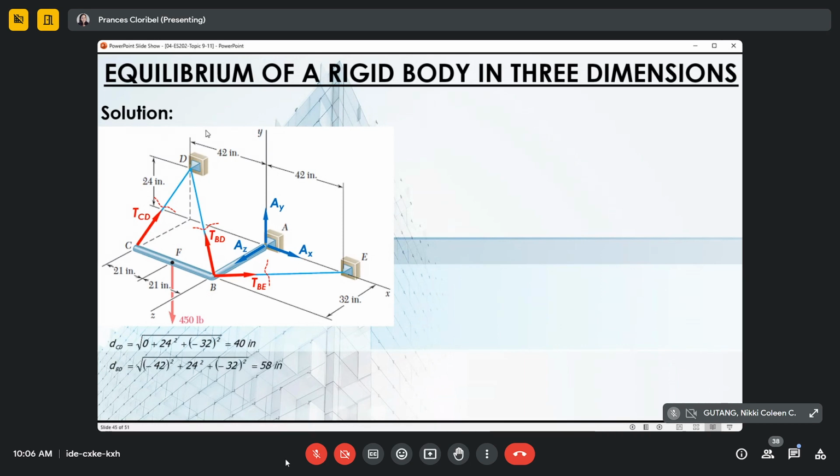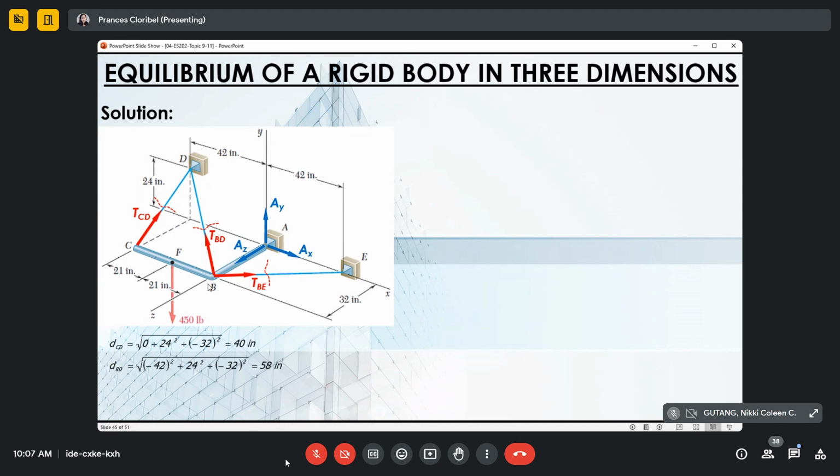For our BD, B to D. Okay? So, along the X-axis, negative 42. Okay? Then along Y, 24 inches, positive. Then along Z, negative 32. Okay? So from B to D, the diagonal distance is 58 inches.